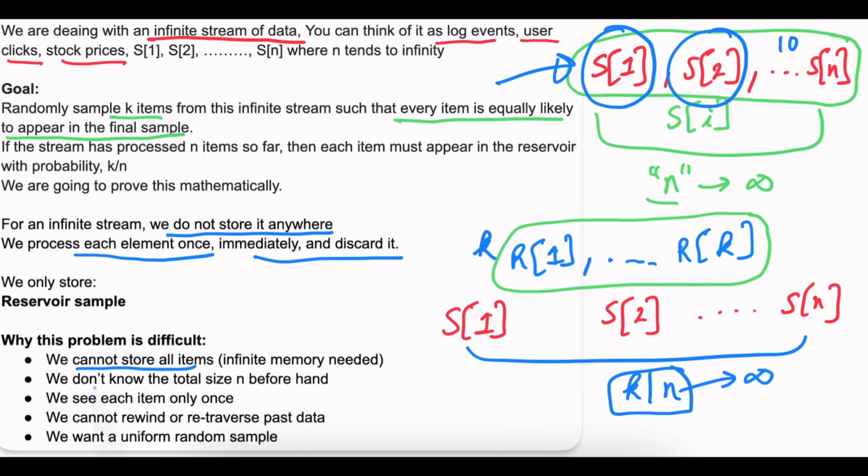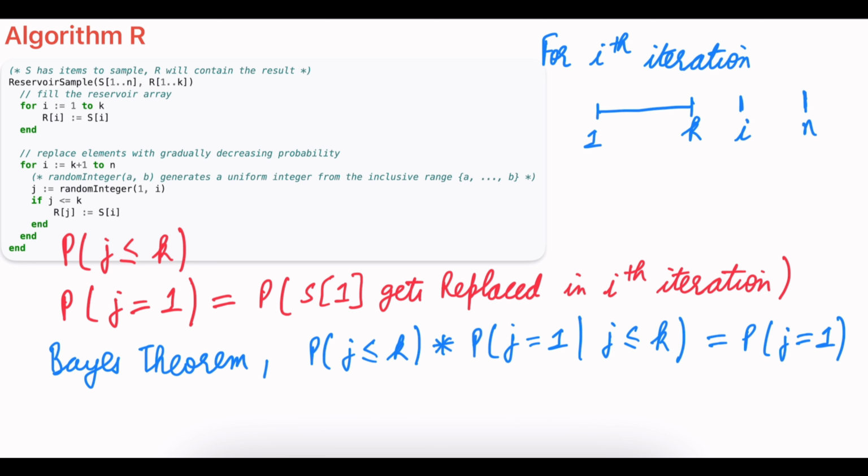And these are some bullet points on why this problem is difficult. We cannot store all the items, we don't know the size, and we see each item only once. We cannot rewind or retraverse past data, and we want a uniform random sample, and that means that the probability of a particular item being picked in our final reservoir of size k is the same as all the other items. Let's have a look at Algorithm R.